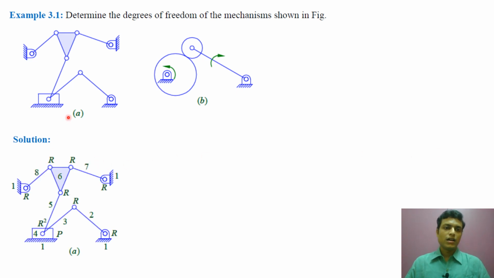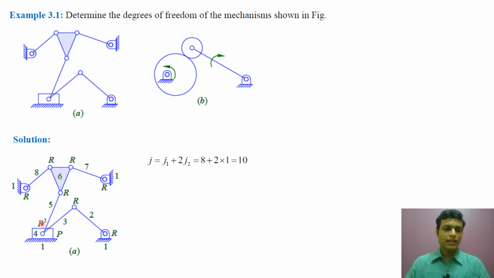How many links are there? The fixed link is denoted by 1. This is link 2, 3. The slider is 4. This is link 5. This is link 6. This is 7 and 8. So n equal to 8. And how many revolute pairs are there? Sorry, 1, 2, 3, 4, 5, 6, 7.